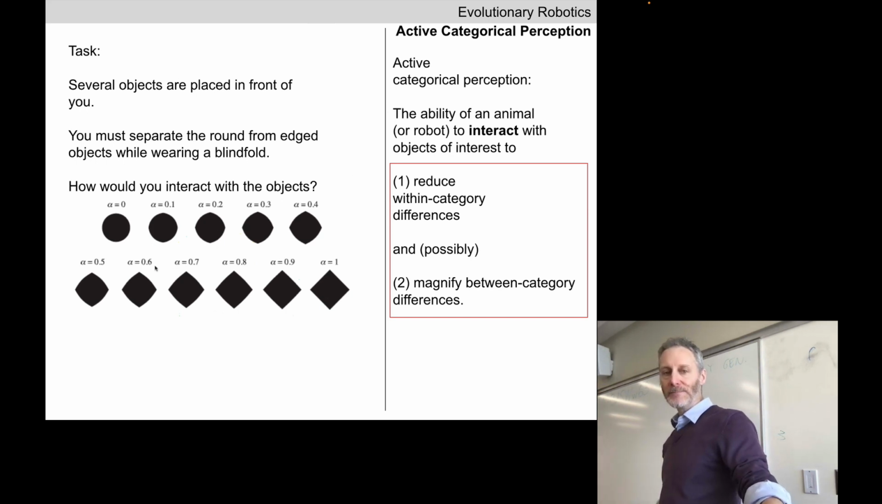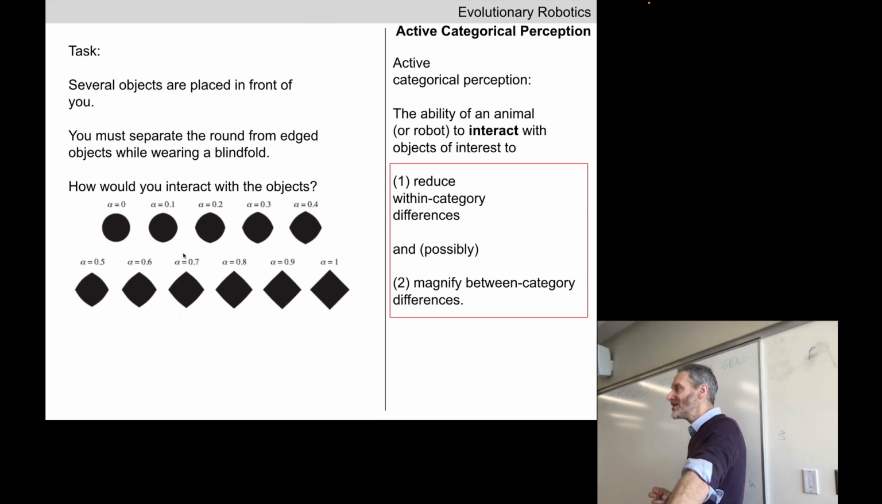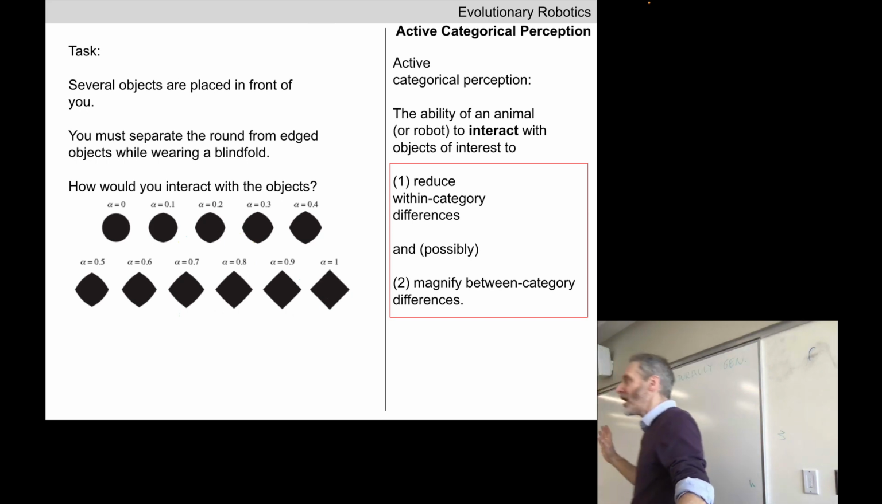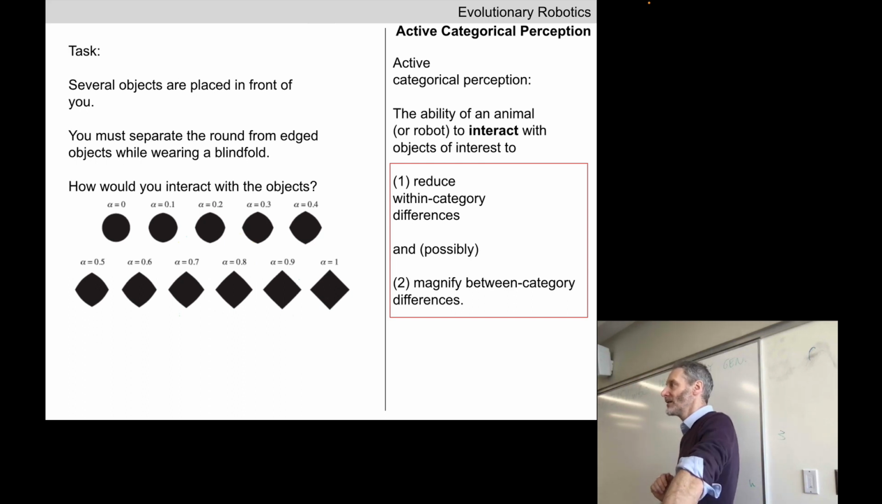Here's a simple example. Imagine we had these 11 objects. You'll notice that among these 11 objects, there are no categories. There is simply a gradual transition from one object to the next to increased or decreased roundness.